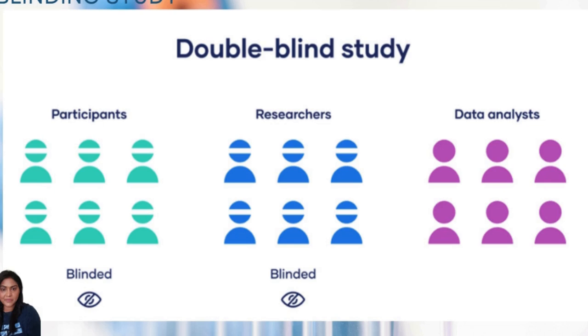To avoid this, you hide group assignment from both the participant and the experimenter giving the vaccine. So this is a double blinded study.